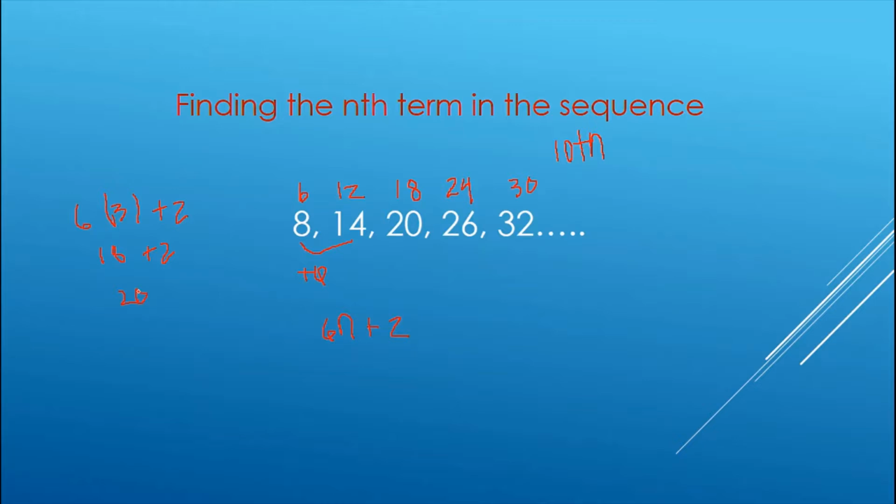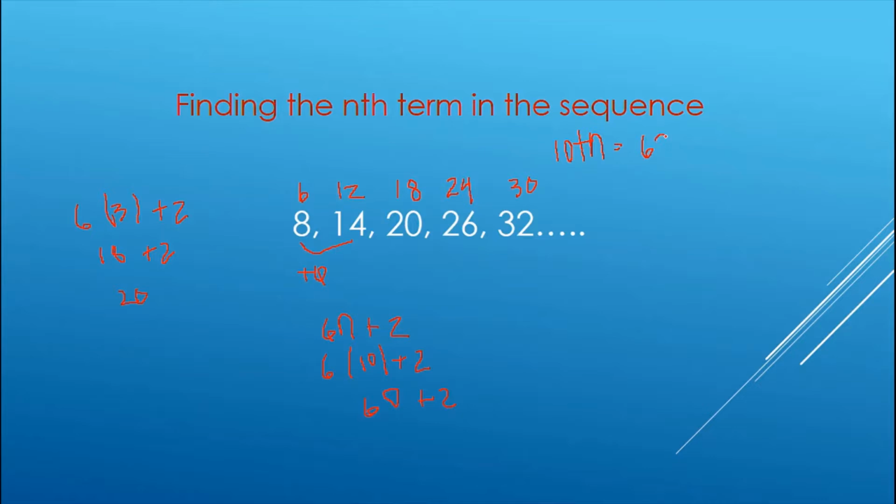Okay, so I guess we're now ready to get the 10th term for this sequence. So still we are going to use our pattern, 6 times 10 plus 2. Okay, 6 times 10 is 60, and 60 plus 2, the answer is 62. So the 10th term for this pattern is 62.